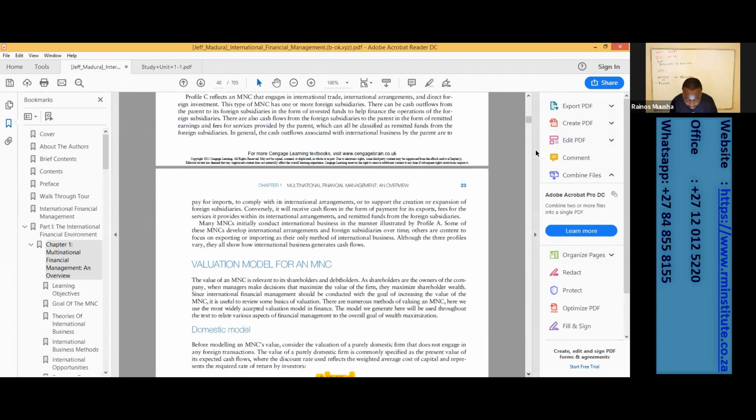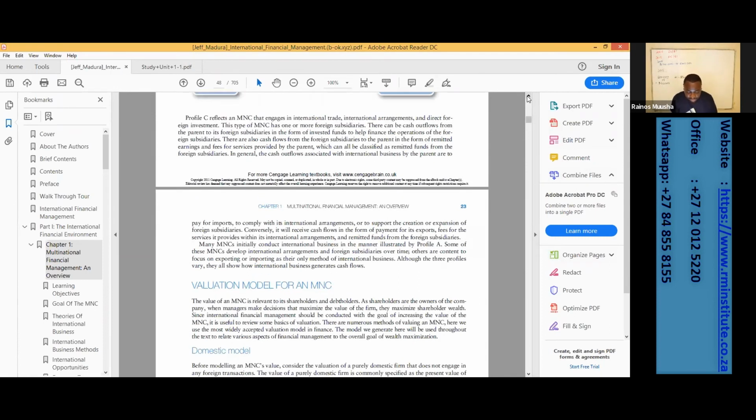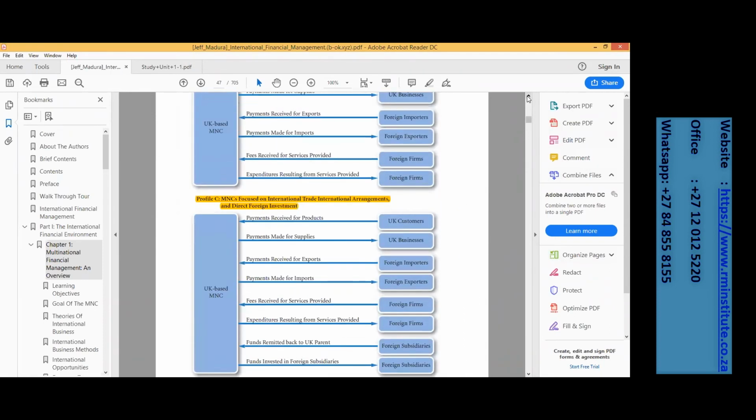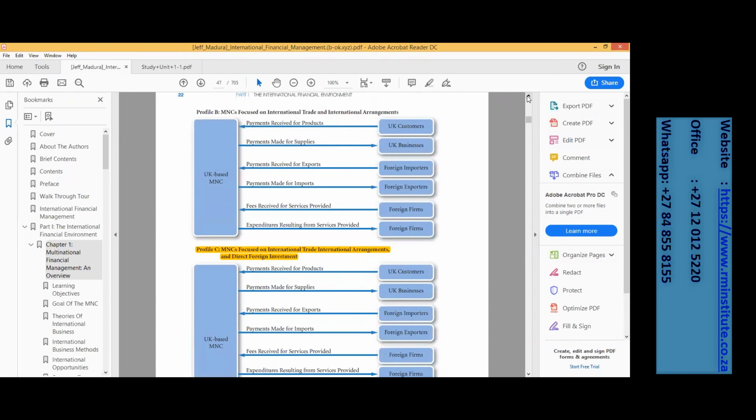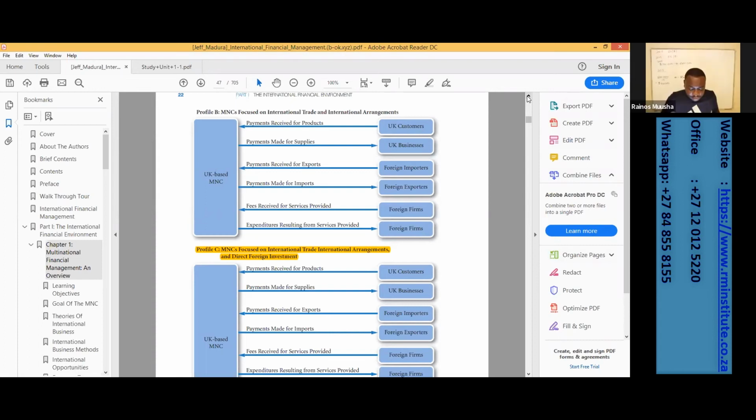So are there any questions when it comes to these three diagrams? Hi, sir. Yes, I have a question. Will they go as far as asking you in the exam to explain the cash flows to this extent, or is this more just for illustrative purposes to understand it better? This is just for illustrative purposes for you to understand it better.